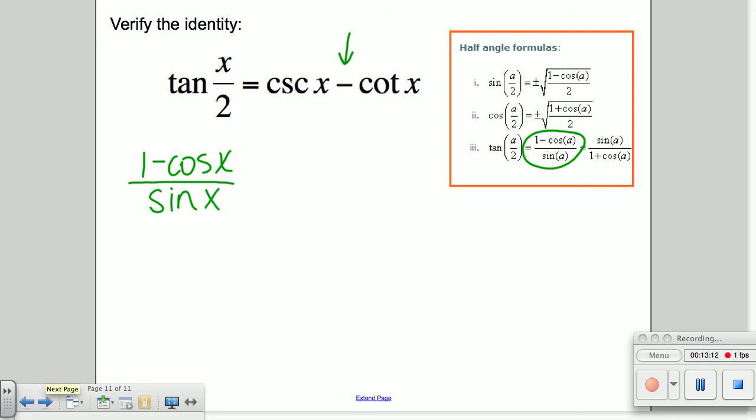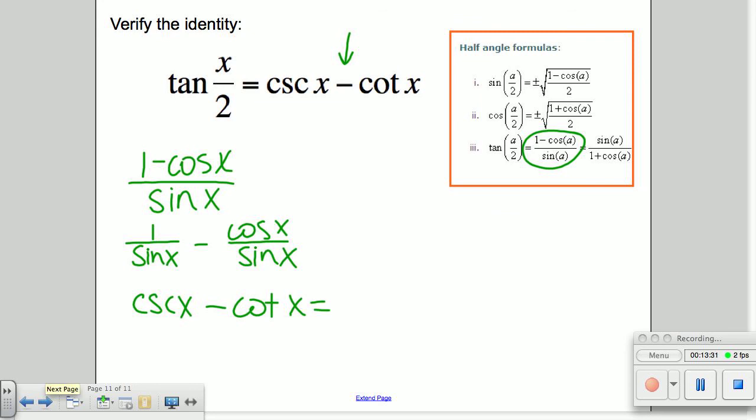Now I see a fraction, and I'm trying to get 2 pieces in the end. So I'm going to break up my fraction into 1 over sine x minus cosine x over sine x. 1 over sine x is cosecant, and cosine over sine is cotangent. And it looks like we got exactly what we were looking for. This is where we're going to end today's video, and we'll go over that last example from the previous slide the next time I see you in class.